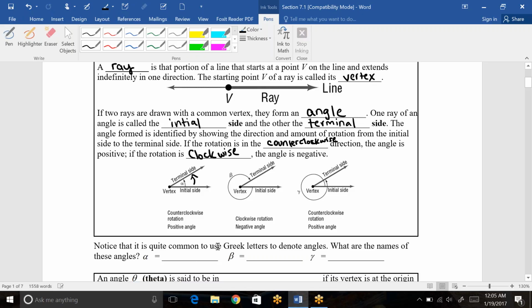Notice that it is quite common to use Greek letters to denote the angles. The Greek names for these are alpha, so that you know what we're referencing when we say alpha, it's this symbol, beta, and this one is gamma.